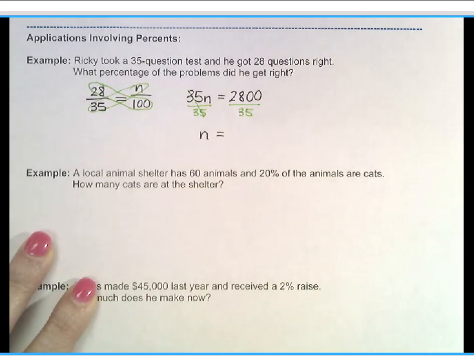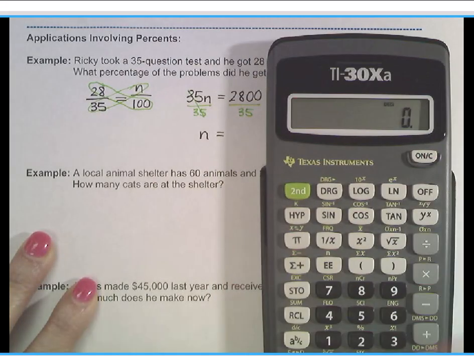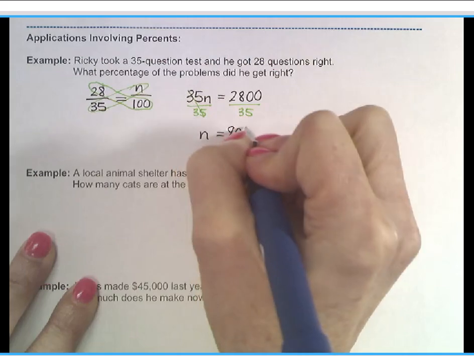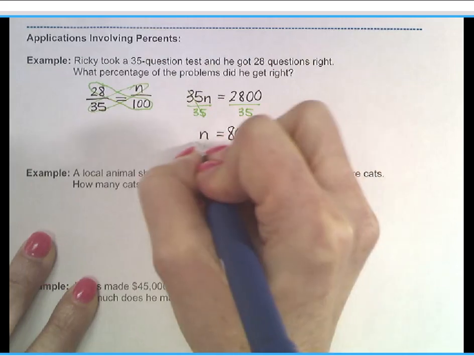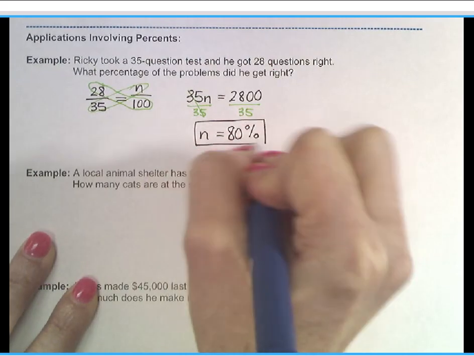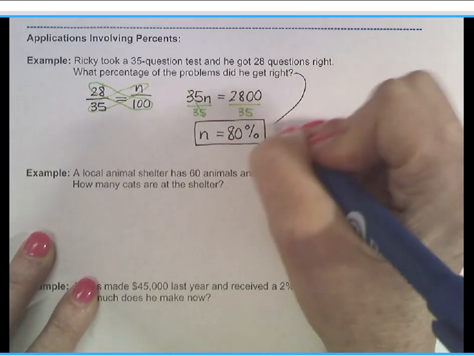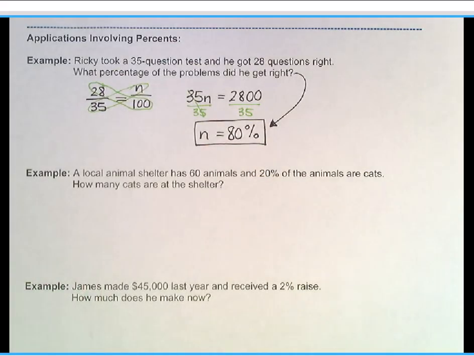And when you take 2800 and you divide by 35, you get 80. And the beauty of using this little formula is you just slap a percent on your answer and you've got it. So what percentage of the problems did he get right? 80%. He got 80% of the problems right. So that would probably be like an 80% as his grade.